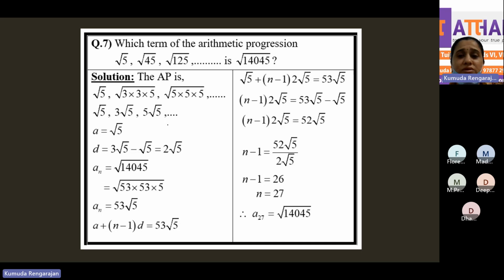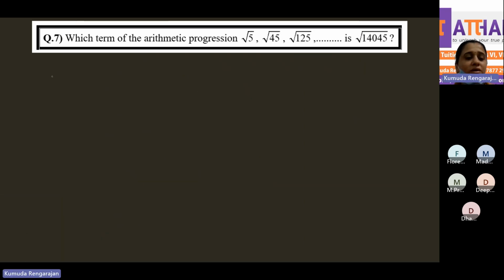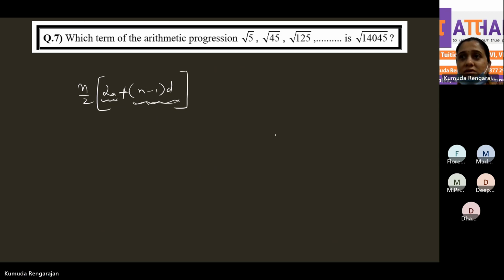See, suppose that is because in this formula, n by 2 of 2a plus n minus 1 into d, it is a part of addition. You have to multiply. So there is an expression here, there's an expression here, and it's a sum of these two expressions. So this d cannot go down to the other side for division.